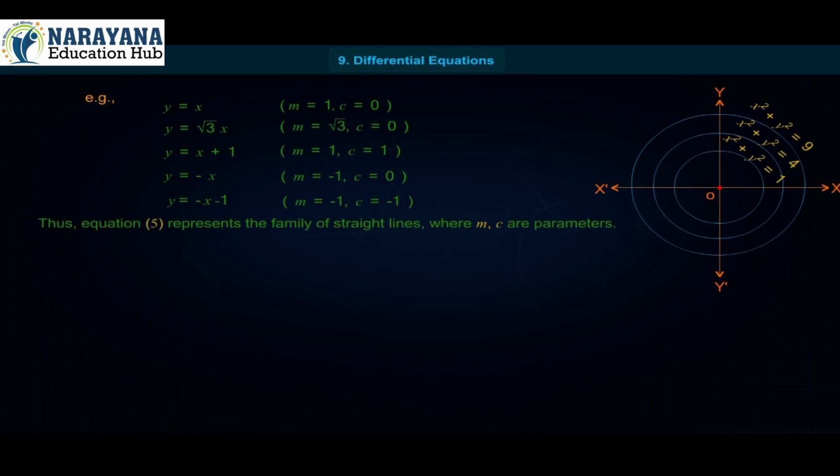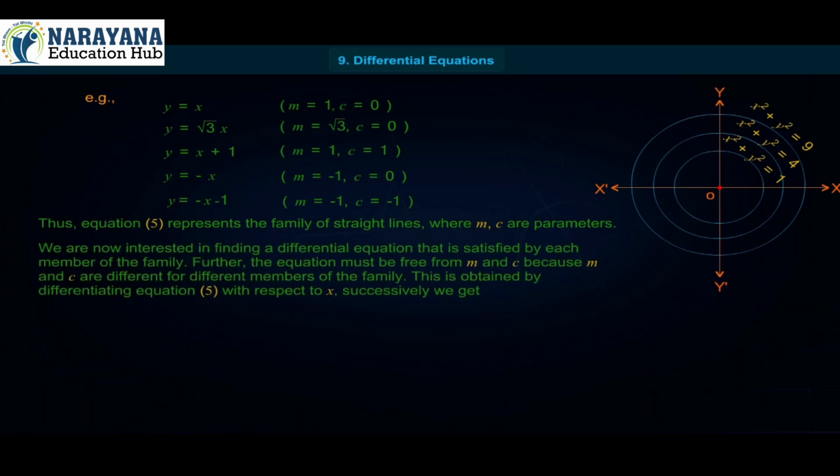Thus, equation 5 represents the family of straight lines, where m, c are parameters. We are now interested in finding a differential equation that is satisfied by each member of the family. Further, the equation must be free from m and c because m and c are different for different members of the family. This is obtained by differentiating equation 5 with respect to x.